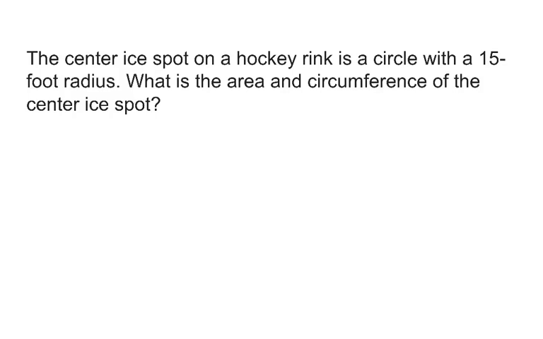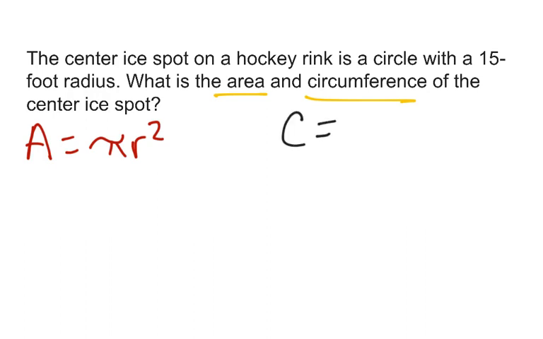Today we're going to find the area of a circle. We're going to look at this word problem and analyze it in order to find both the area and the circumference. Well, we can plug in both of our formulas that we know. Area equals pi r squared, pi times the radius squared. Circumference equals the diameter times pi.